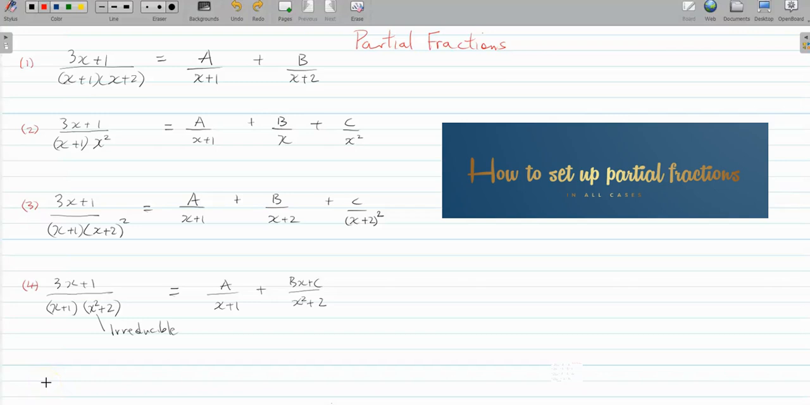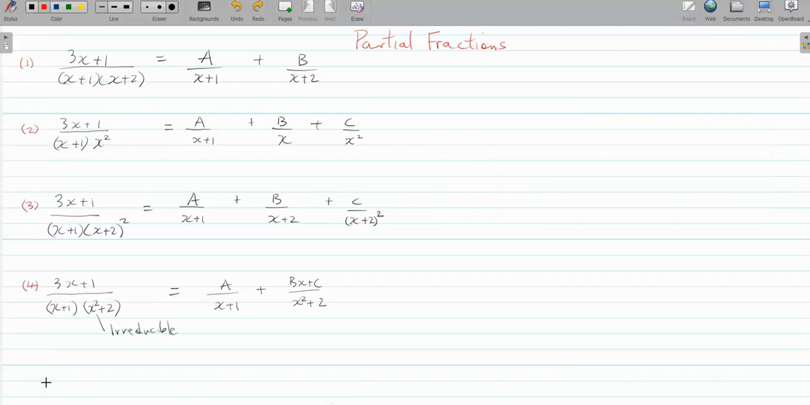In this video, we're going to quickly walk you through 4 different types of partial fractions and why they are written in the form on the right hand side. So let us look at example 1. In example 1, we have 3x plus 1 over x plus 1 into x plus 2.